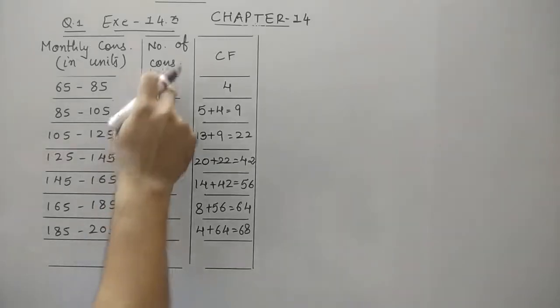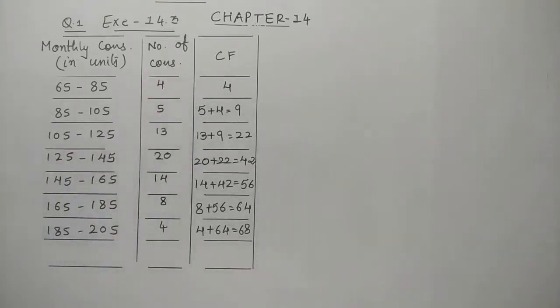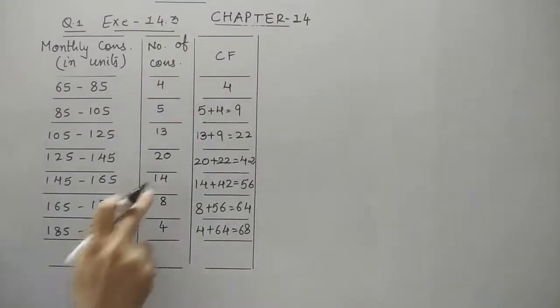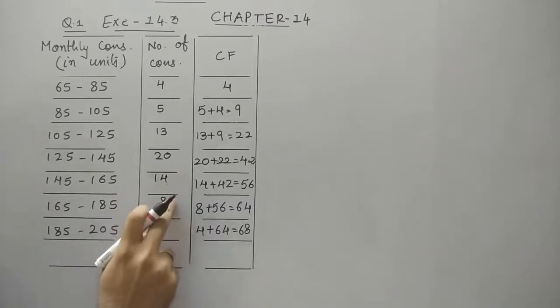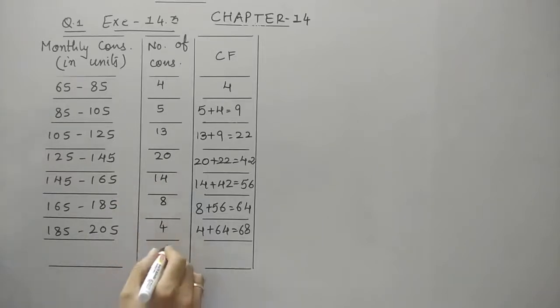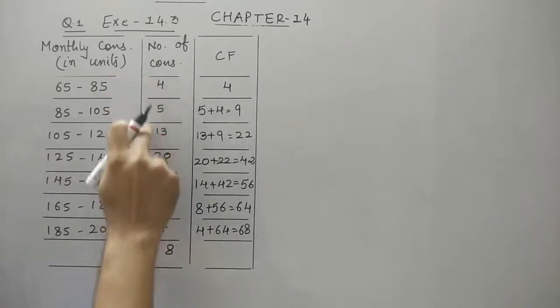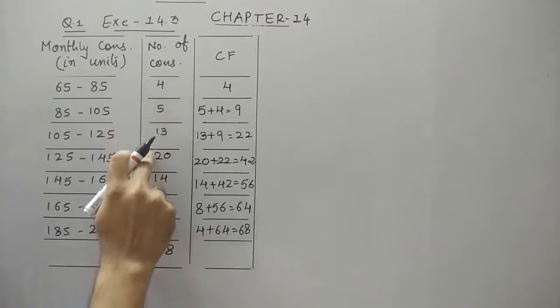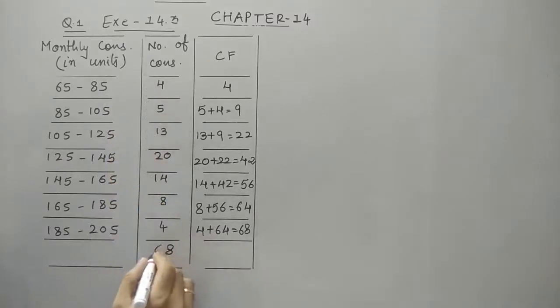Remember students, we have to do the addition of this also. 5 plus 4, 9. 9 plus 3, that is 12. 12 plus 4, 16. 16 plus 8, 24, plus 4, 28. 2 plus 1, 3, 4, 5 and 6. As this value is already given in the question, 68 consumers.